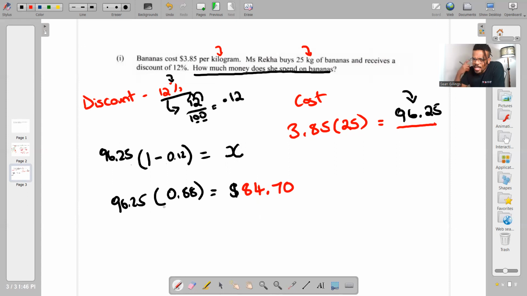Okay. And that is kind of in line with what we expect, right? This is what she originally thought she was going to pay. There's a discount. So obviously she's not going to pay that amount. She's going to pay something smaller than that, less than that. And this is in line with what we expect. All right. So hope that was all clear.